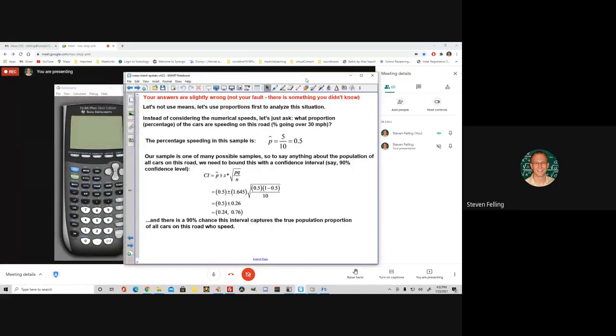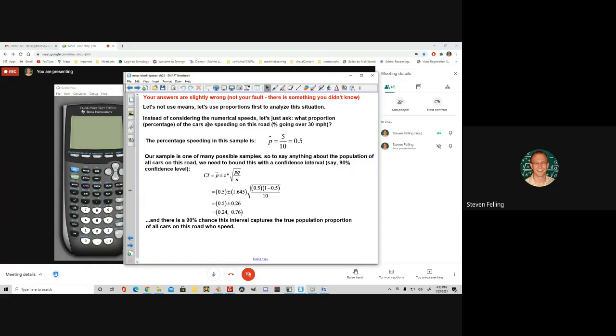You can also follow along on your phone if you want. But to start with, instead of treating this problem as a numerical problem, let's treat it as a categorical thing, because we could just divide the cars in the sample on the road into, are they speeding or not? In other words, we could turn this into a proportions problem by counting the number of cars going over 30 miles per hour.